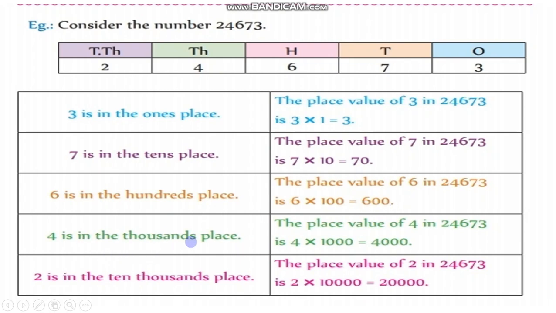Next, 4 is in the thousands place, so 4 into 1000 is equal to 4000. Then 2 is in the 10,000s place, so the place value of 2 is 2 into 10,000, which is 20,000.